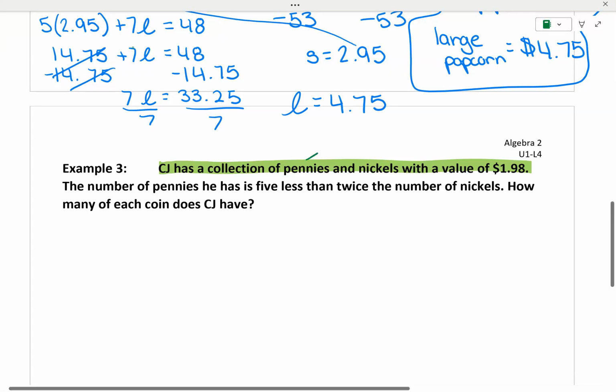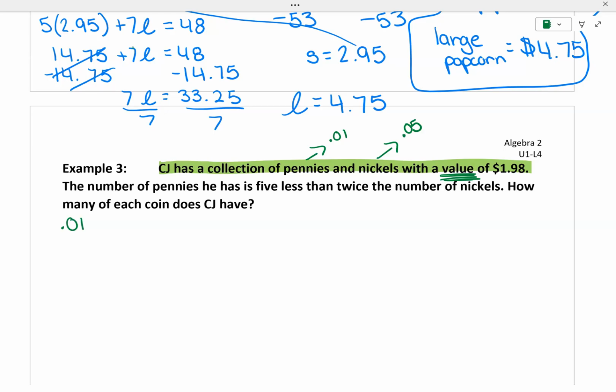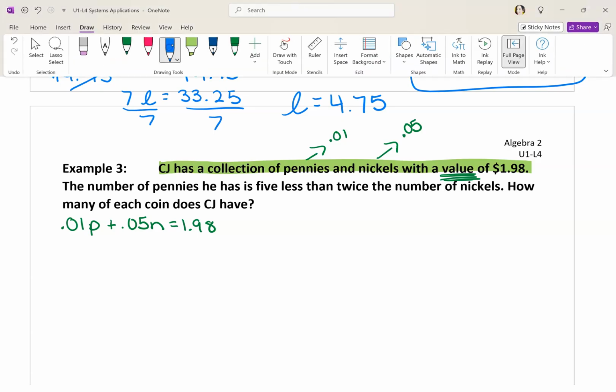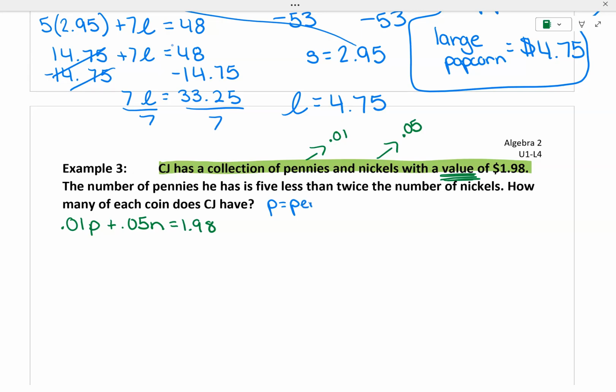Okay, pennies have a value of what? 0.01. Nickels have a value of what? 0.05. Together, they have a value of $1.98. So that means 0.01 P plus 0.05 N equals 1.98. So notice what I did. I made P stand for pennies and N stand for nickels. Okay, so let's go read the next line.